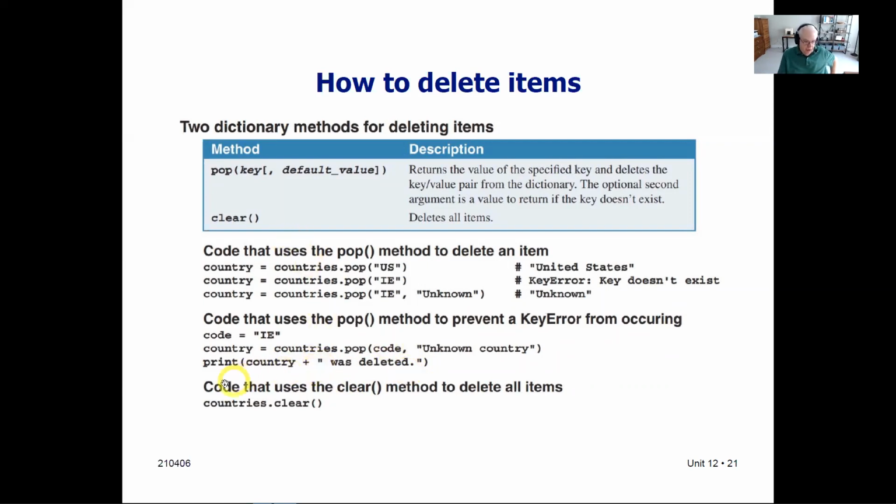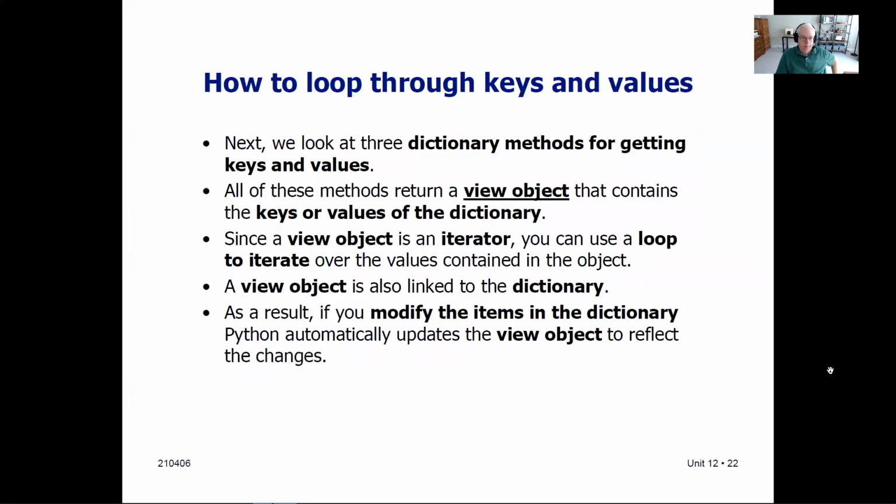Now, sometimes you'll want to delete all of the key value pairs in a dictionary. Just clean it all out, make it an empty dictionary. And so you do that with clear, the clear method of the dictionary. So you have to include the name of the dictionary and then a period and clear. In this case, there's nothing that's going to be between the parentheses, just clear, and it'll clear out all of the key value pairs in that dictionary.